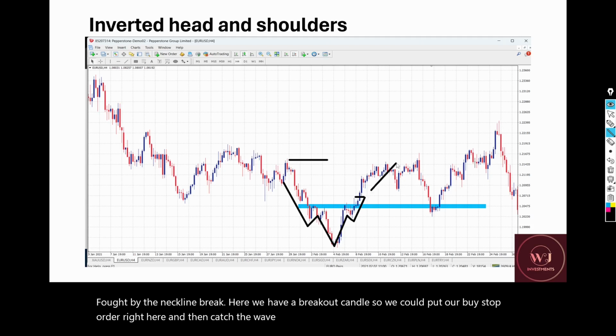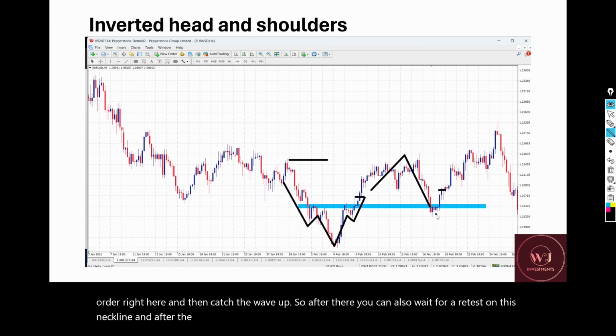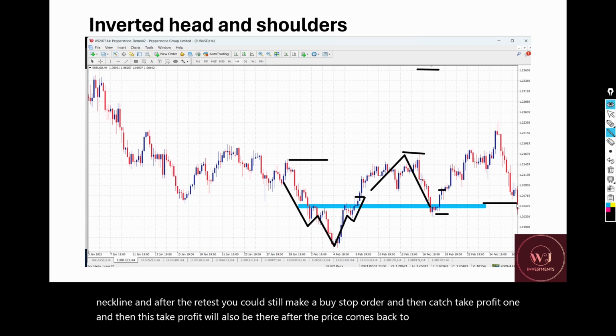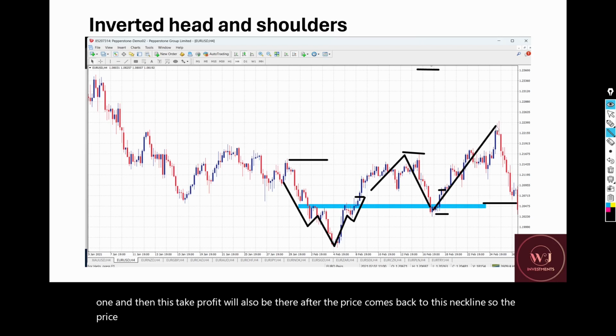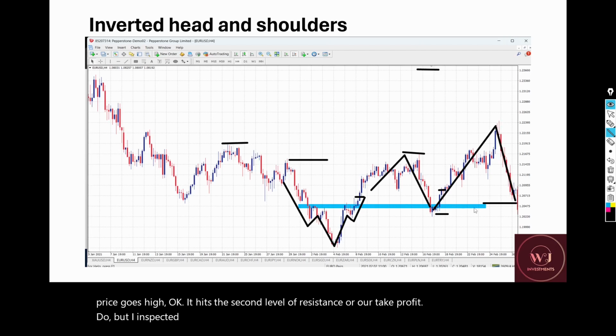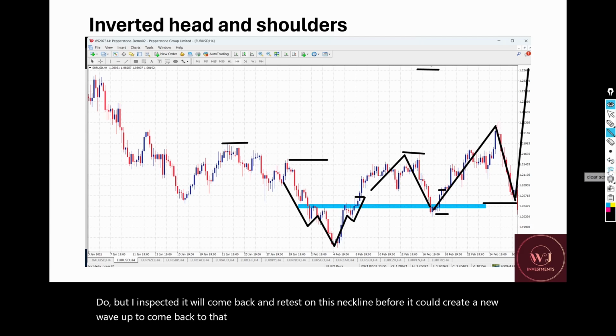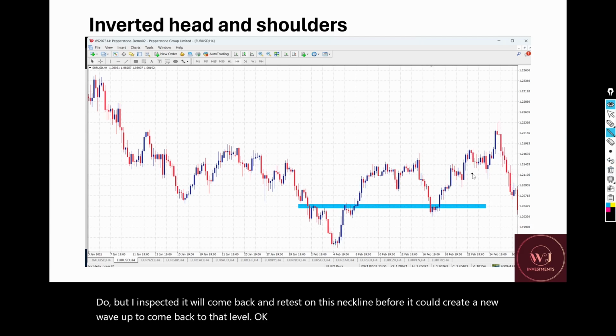After that, you can also wait for a retest on this neckline, and after the retest, you could still make a buy stop order and then catch take profit one. The price goes high and hits the second level of resistance, our take profit two, but I anticipate that it will come back and retest on this neckline before it could create a new wave up. Okay, so let us look at the next chart.